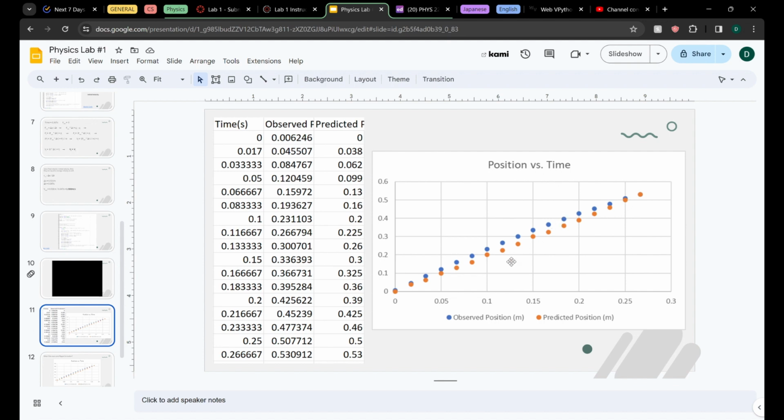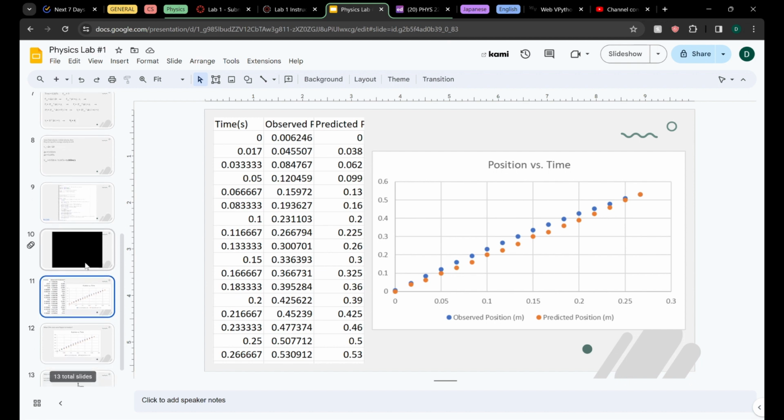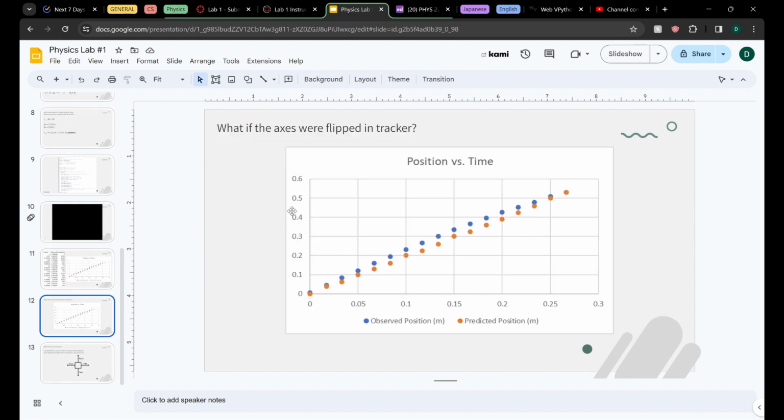However, the observed position is a little bit off, which leads us to believe that there could be some issues with the tracker. What if the axes were flipped in the tracker? If the axes were flipped, it would simply be like reflecting this graph across the x or the y-axis. If the x values were flipped, we could reflect it off the y-axis and it would make the position values negative. If we flipped it across the x-axis, it would make the time values negative. So either flipping of the tracker is just making certain values negative.